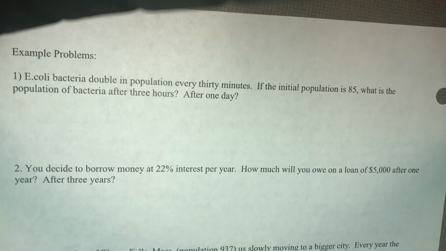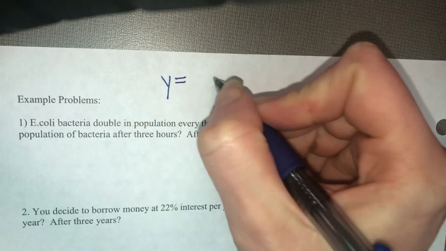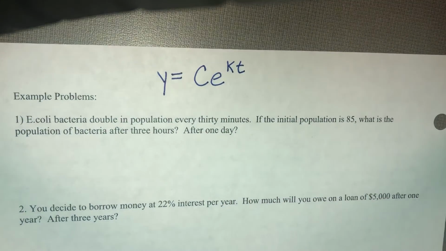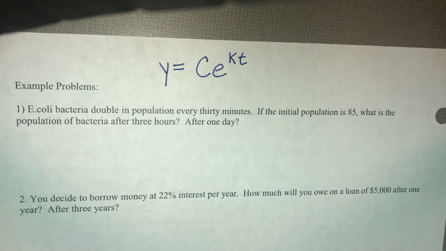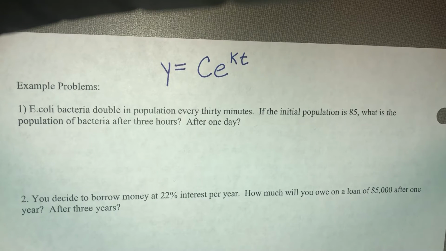So I'm going to write this formula at the top of the page. Y equals C e to the k t power. Number 1 says E. coli bacteria double in population every 30 minutes. If the initial population is 85, what is the population of bacteria after 3 hours and after 1 day?